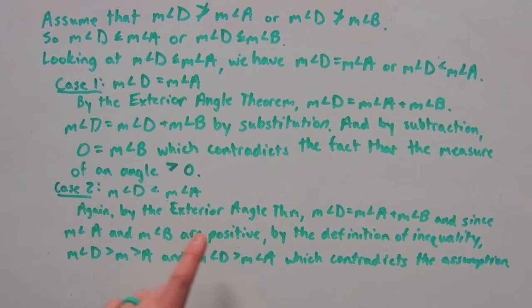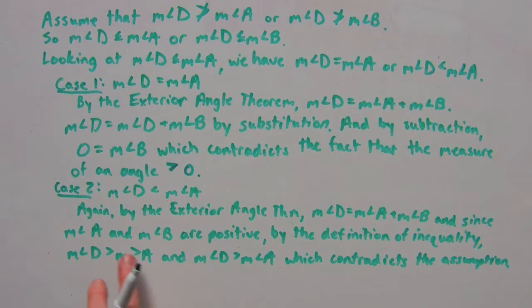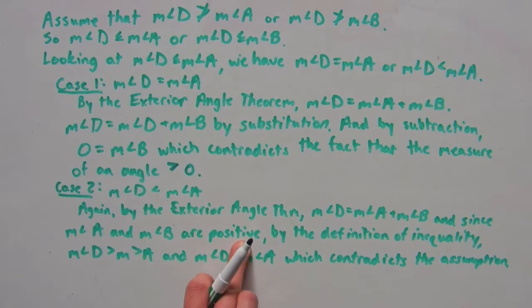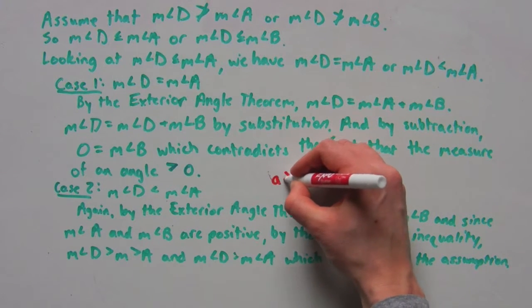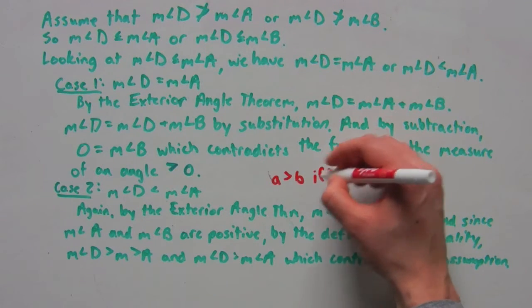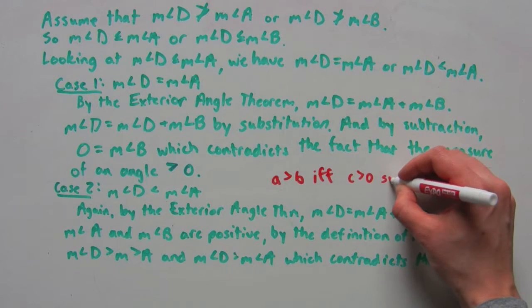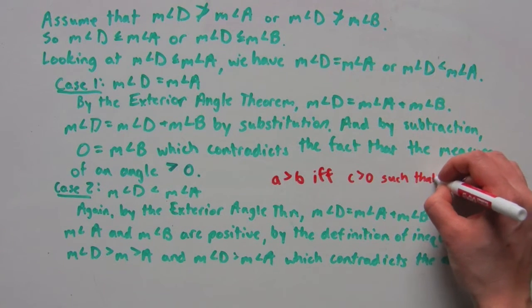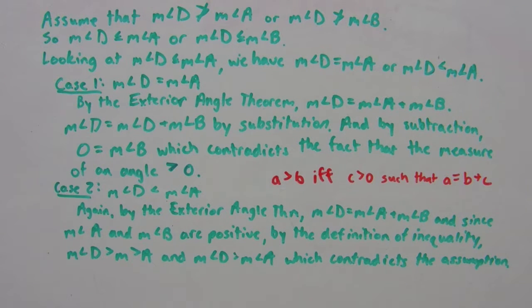So again, we can say by the exterior angle theorem, the measure of angle D equals the measure of angle A plus the measure of angle B. And since the measure of angle A and the measure of angle B are positive, since they belong in the triangle, remember, our definition of inequality said for any real numbers a and b, a is greater than b if and only if there is a positive number c, so c is greater than 0, such that a equals b plus c. That's the definition of inequality.